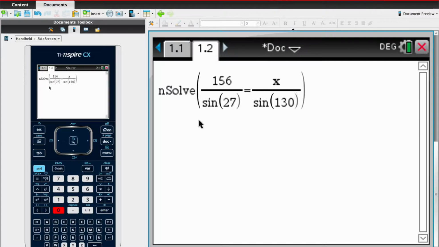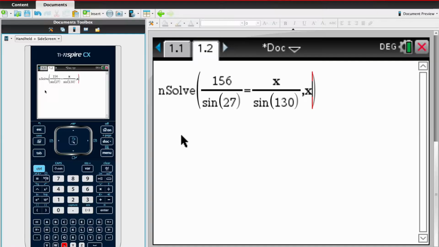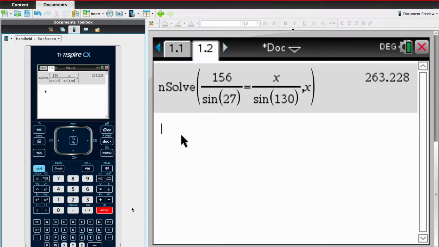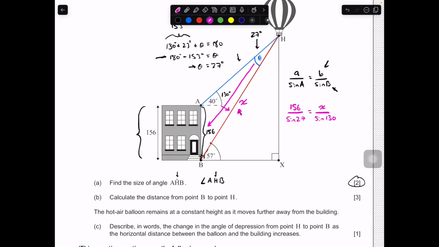Sine 130. And let's ask the calculator to solve for x. 263. Alright. So let's go back to the paper, and let's write calculate distance from B to point H. For process, I'm just actually going to circle this in. This is essentially what would count as process right here.